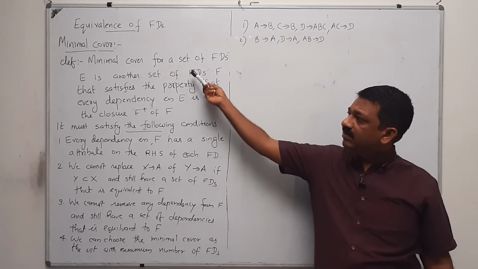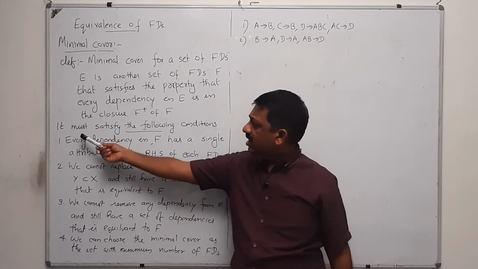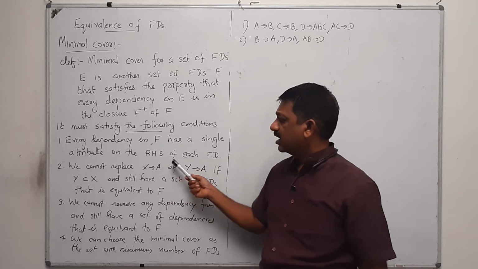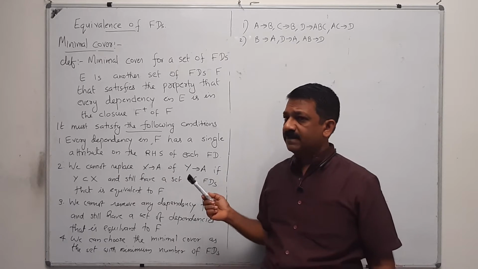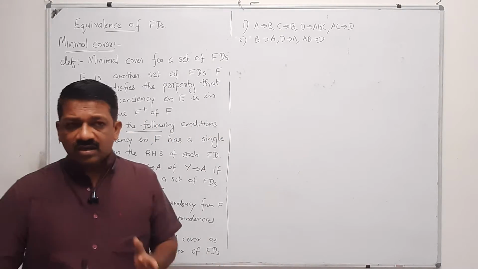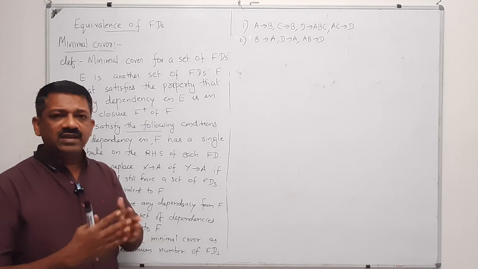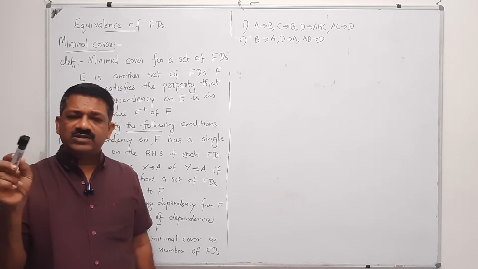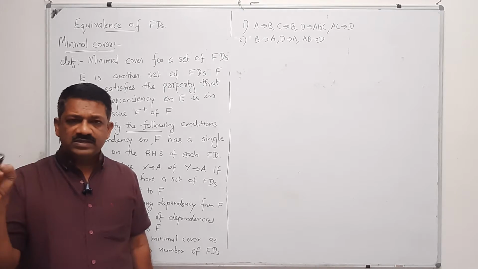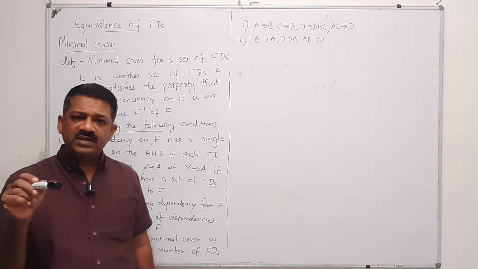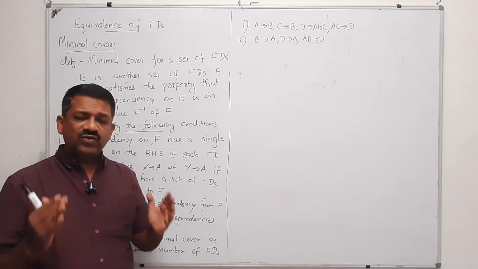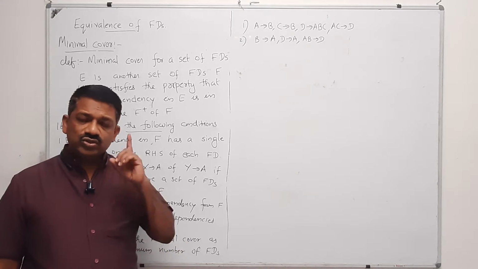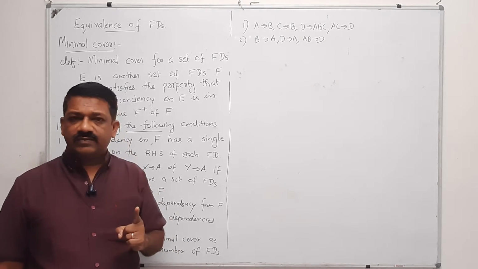That means the minimal cover you are going to find out must satisfy the following conditions. Every dependency in F has a single attribute on the right hand side of each functional dependency. That means by the decomposition rule, if you have a functional dependency, say A determines BC, you can split that into A determines B and A determines C. First of all, the right hand side of every functional dependency should have only a single attribute.